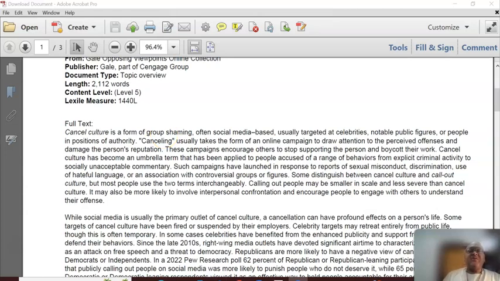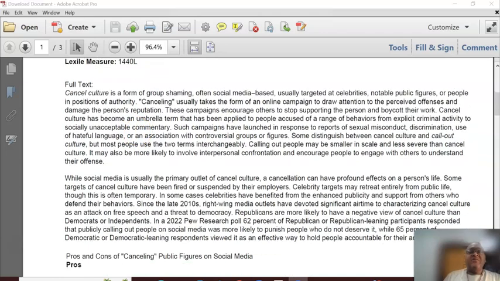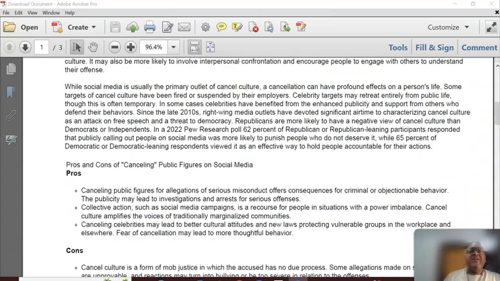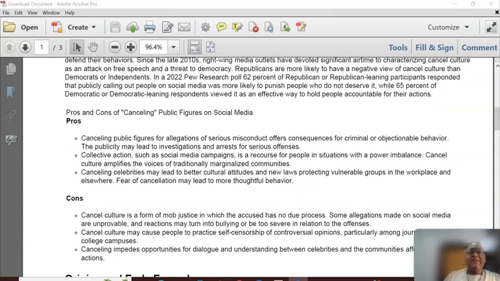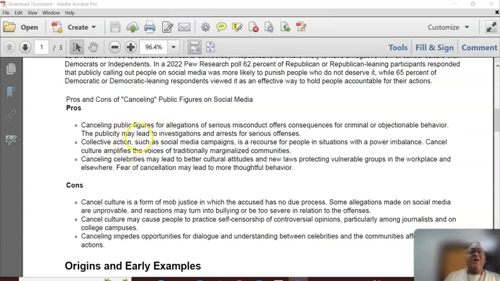As you take your notes and you do your summary, you're going to want to write down this definition because you're going to need this information when you actually write the paper. So go through the article, read the article, take notes on the article, especially those things that you can use in your paper. One of the things I like about this article is that it's going to give you a balance. One of the things that I talked about is giving a nuanced discussion of the subject. For example, there are pros and there are cons in canceling public figures.